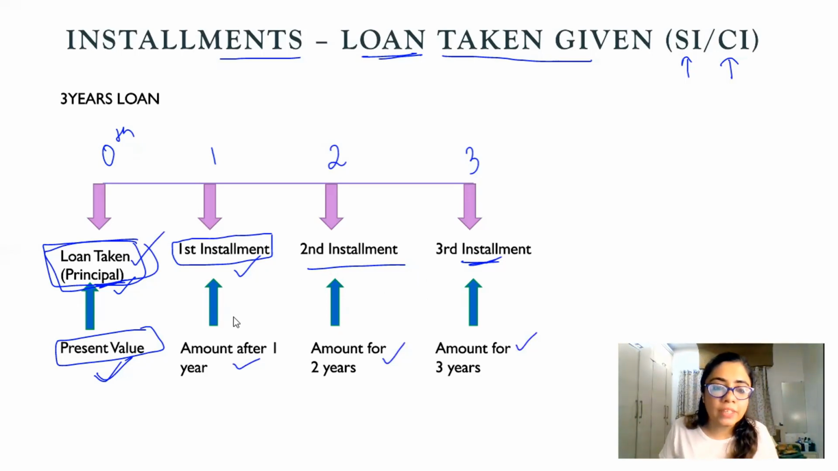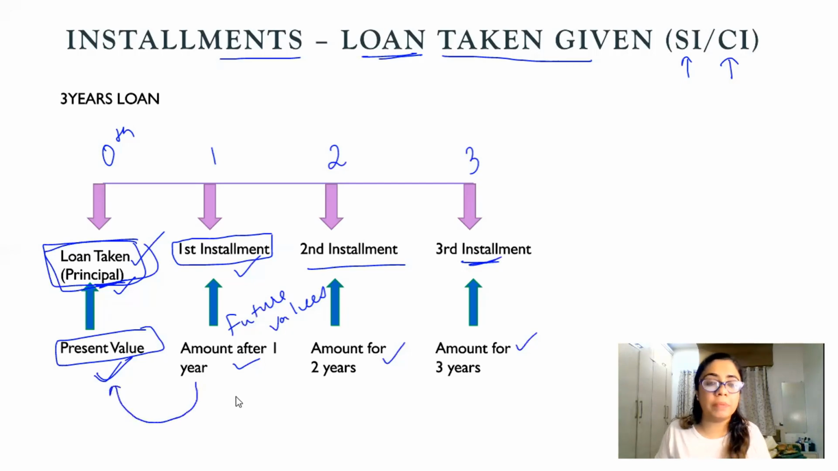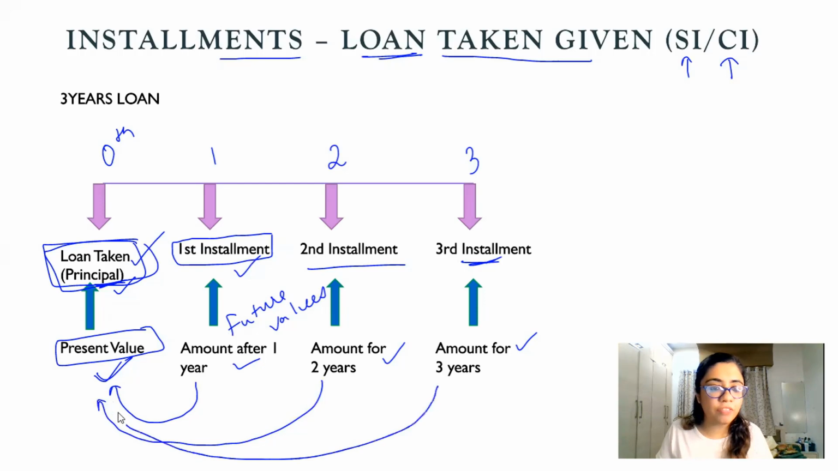Now, so basically, what are these? These are your future values. Okay, all these amounts are your future values. Future value after 1 year, after 2 years, after 3 years. Now you have to take this amount and go back to the principal. Okay, amount after 1 year, you have to take back to the principal. Amount after 2 years, you have to take back to the principal, and amount after 3 years also, you have to take back to the principal. You have to equate everything to your principal because your loan taken is given.